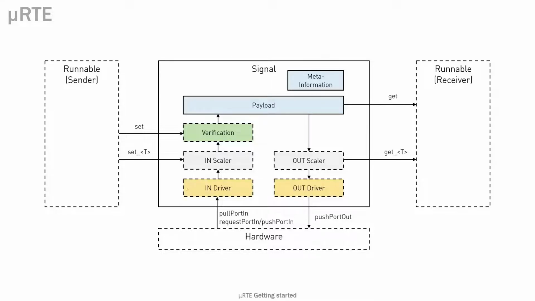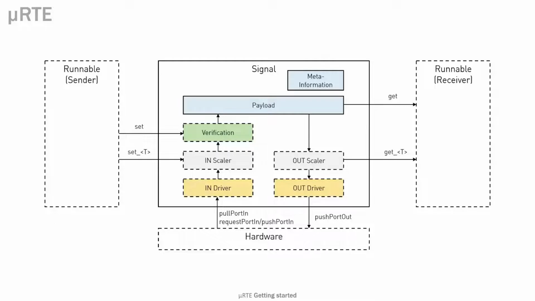Signals can be associated with in and out drivers, with one in driver or multiple out drivers. So if the user wants, for example, to get new data from hardware, an in driver can be defined for this signal, and this driver then performs the actual hardware access either directly or through an underlying hardware. The difference between those methods is that pull port in is the call for a synchronous driver, while request port in, and later on push port in, are the interface for asynchronous driver calls.